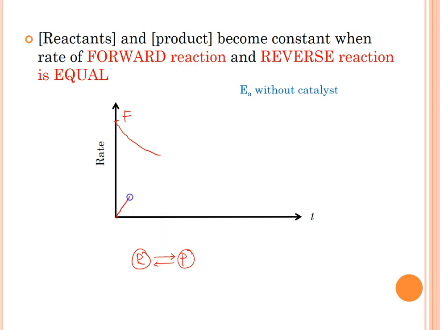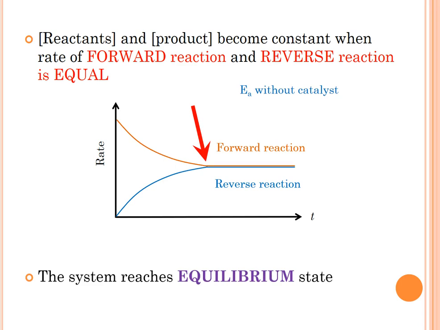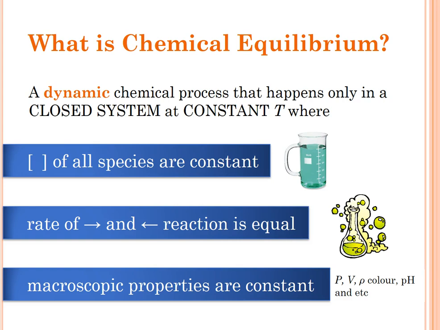This causes the rate of reverse reaction to gradually increase over time. There will be a point where the rate of forward and reverse reactions meet, and it is said that the system has reached equilibrium. As indicated, the arrow shows where the system has reached equilibrium, where the rate of forward reaction is equivalent to the rate of reverse reaction. So what is chemical equilibrium?